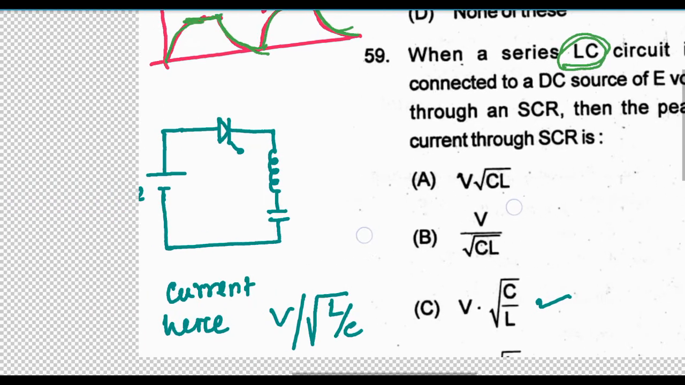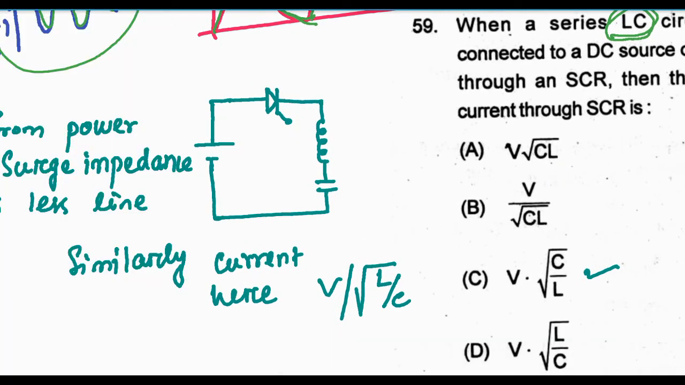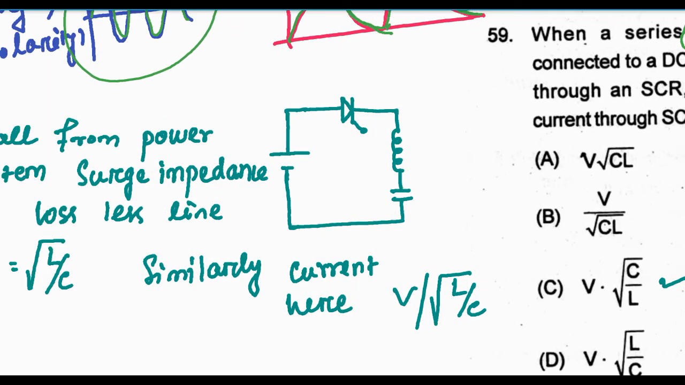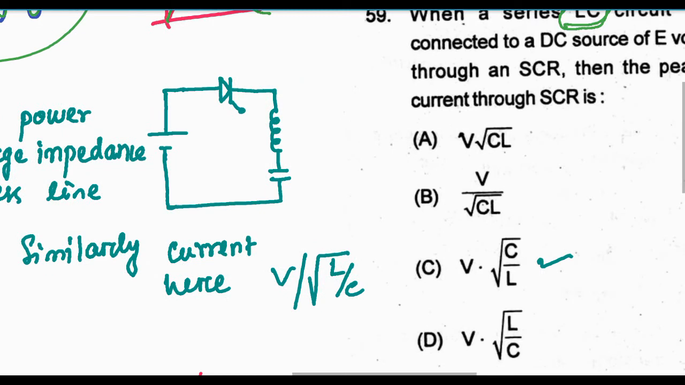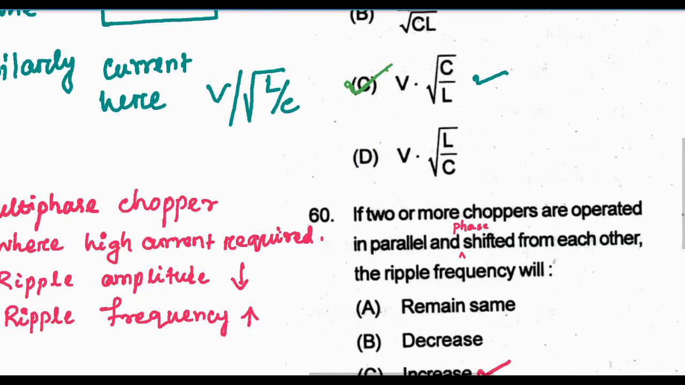So what will be the surge impedance of the line, or the characteristic impedance, when there is no R? This will be root over L by C. And what will be the current? Sorry, not the charging current. This is the current when there is no R. Charging current is due to the capacitance only. So what will be the current? V by root over of L by C. So this will be V into root over of C by L. Option C here is the correct answer.